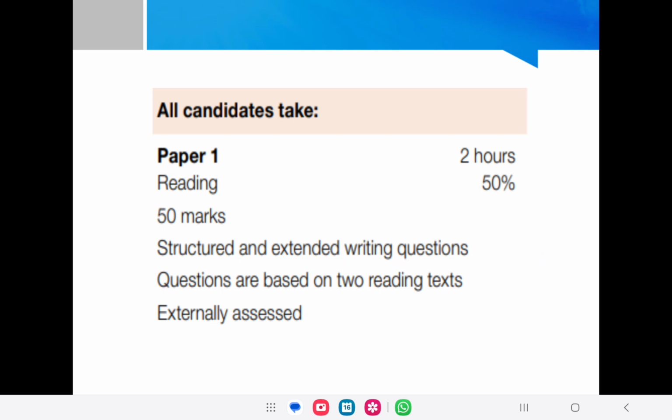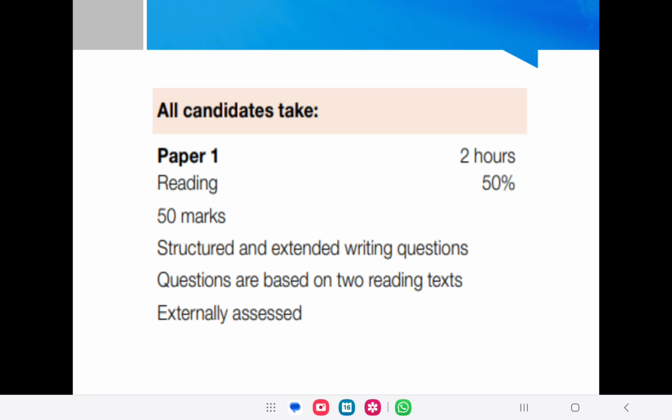Now, today we are going to make a kind of a syllabus review of P1 only. So, what do we have in P1? All candidates take paper 1. Time is 2 hours. Reading paper, the weightage of the paper is 50%, because paper 1 is 50%, paper 2 is 50%, it makes it 100%. Paper 1 reading has 50 marks.